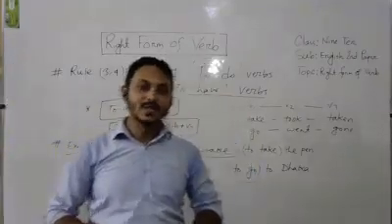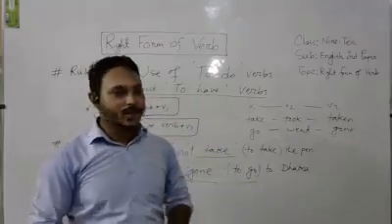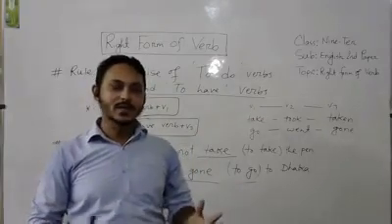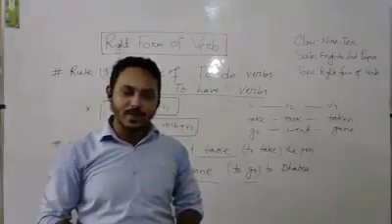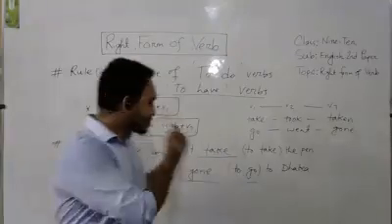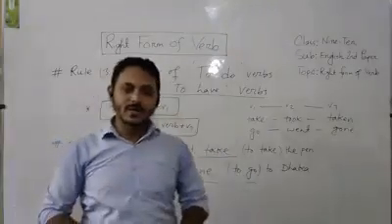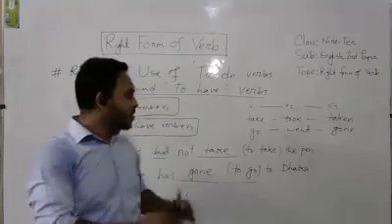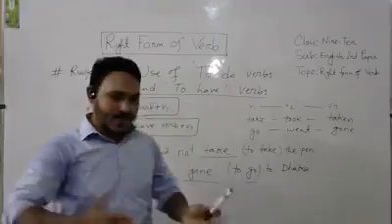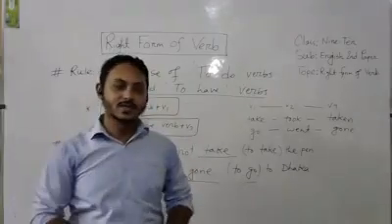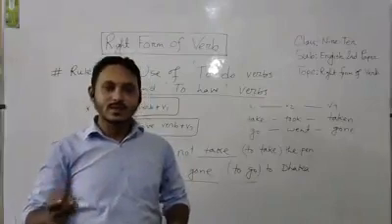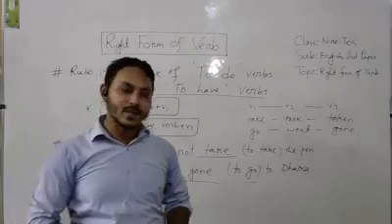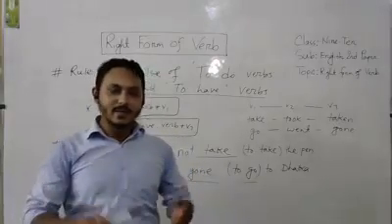Okay, my dear students, today I have discussed some rules with you. To understand the right form of the verbs, you must memorize to do verbs, to have verbs, then modal auxiliary verbs, semi-modal verbs. I'm repeating, to understand the right form of the verbs, you must memorize to be verbs, to have verbs, to do verbs, modal auxiliary verbs, and semi-modal auxiliary verbs.